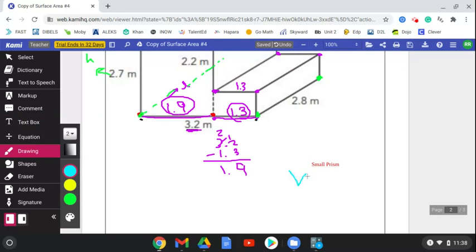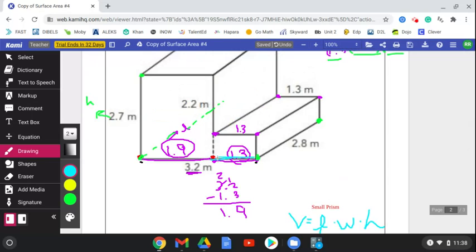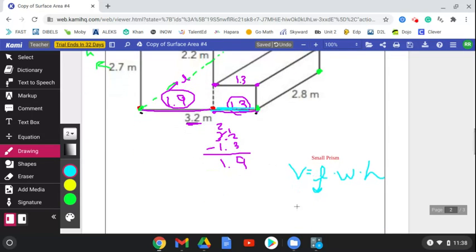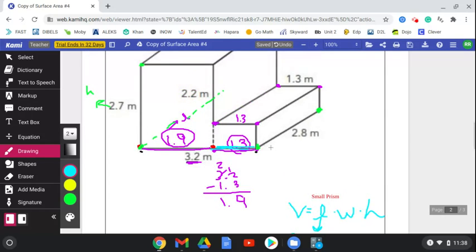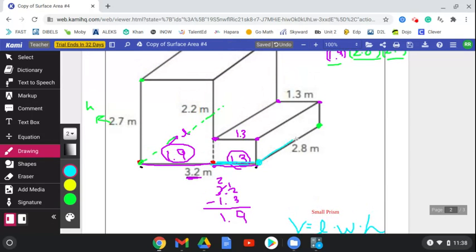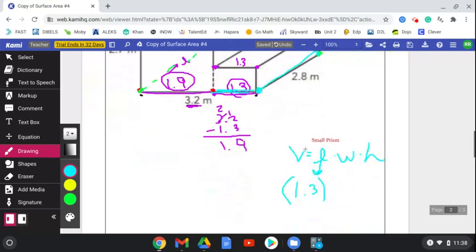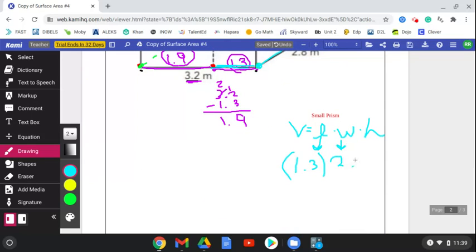Small prism, again, volume is length times width times height. Okay, what is the length? Well, we know that from here to here is 1.3, so we can put that in for the length, 1.3. The width is the same as the large prism. From here to here is 2.8. So I can put 2.8 in for the width.